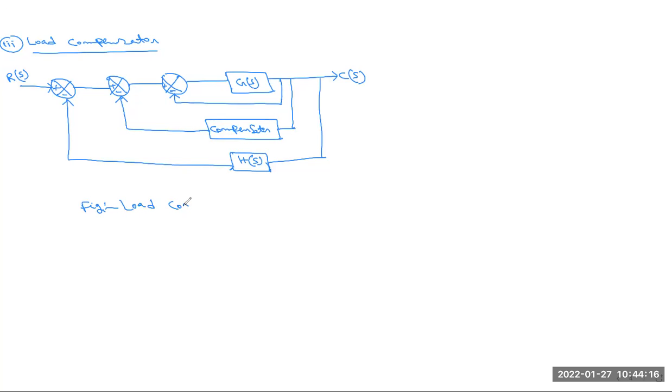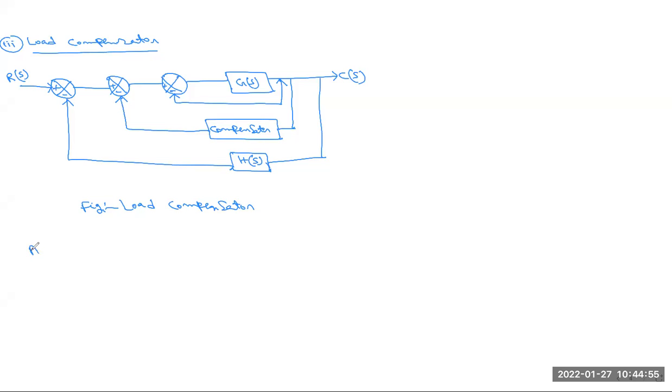Load compensator. So here you can see 3 junction points we use, or 3 signal inputs in this load compensator. First we connect the output of the system to the summing point of the process or plant. Then the compensator network output goes to the next one. Another one, feedback, we use at the first summing point also. So this is called the load compensator.